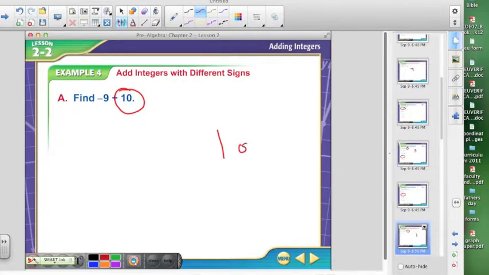Remember, you can write it like that, or you can write it like this, but this would be the preferred way of doing it, so that your positive sign doesn't get confused for an addition sign.